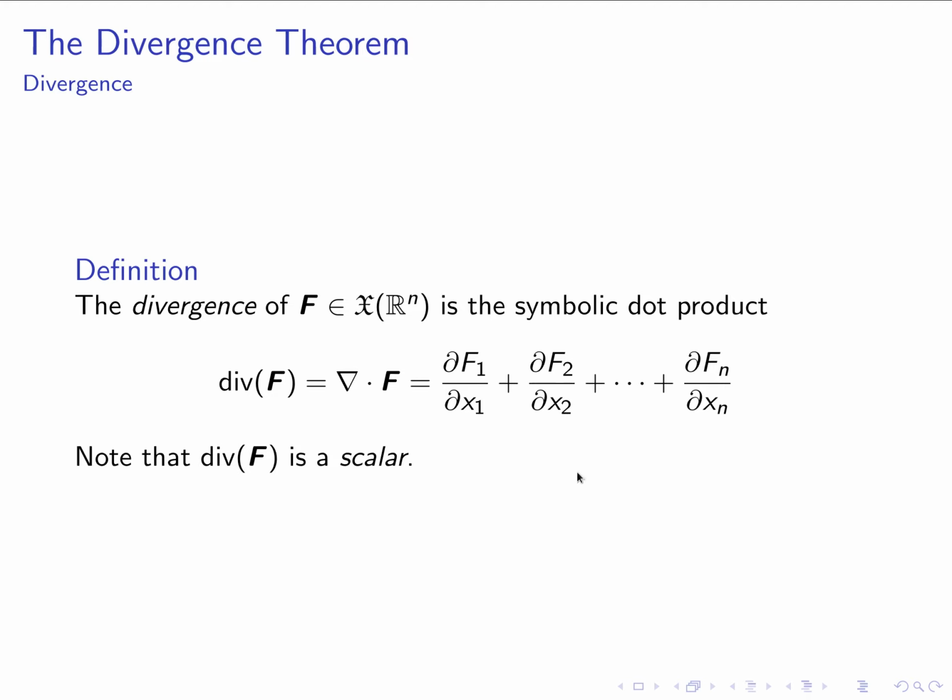It's important to remember that the divergence of a vector field is a scalar quantity, not a vector quantity. So if we take the curl of a three-dimensional vector field, we get a new three-dimensional vector field, but when we take the divergence, we get a scalar.